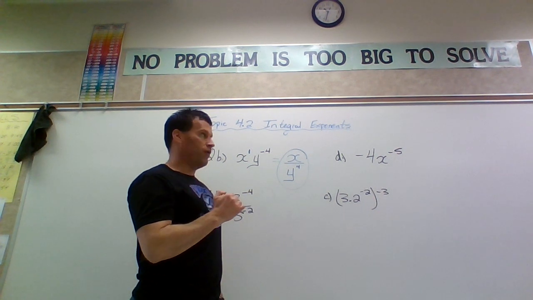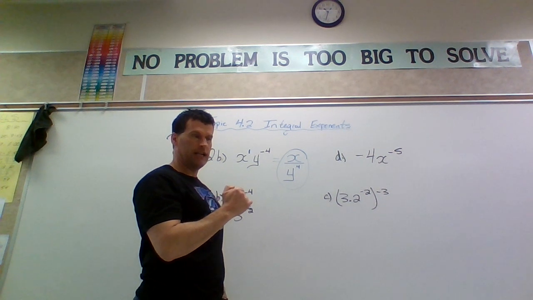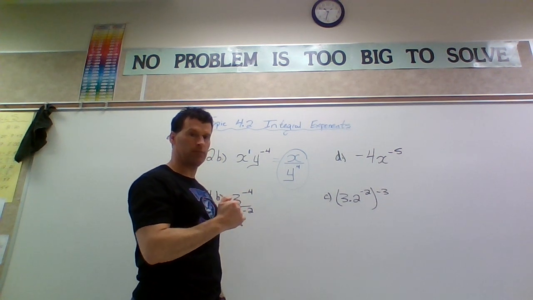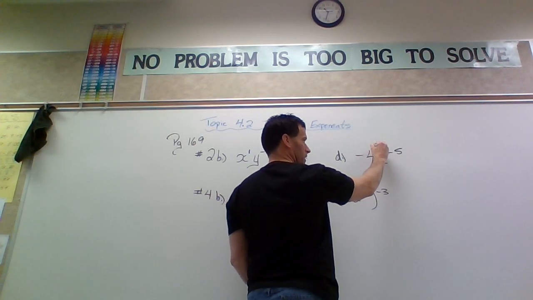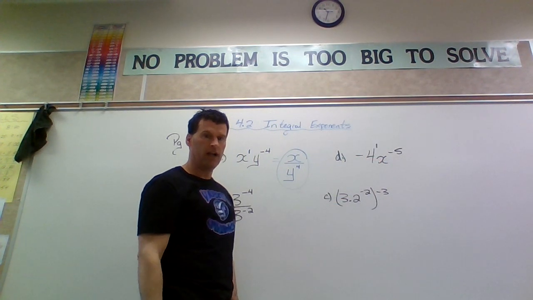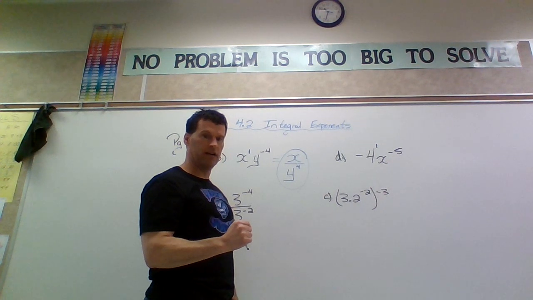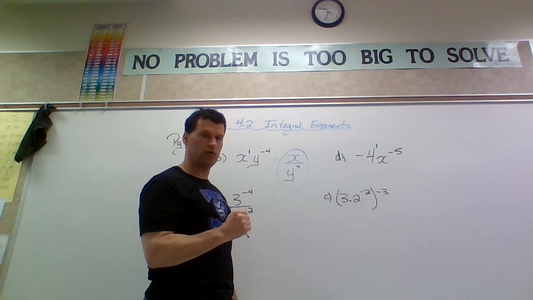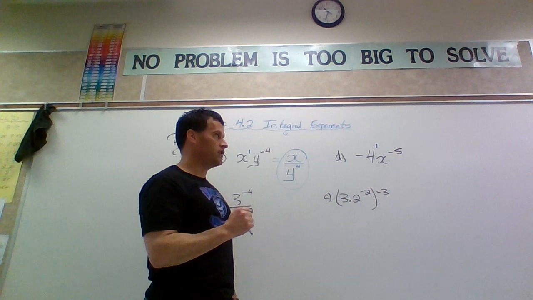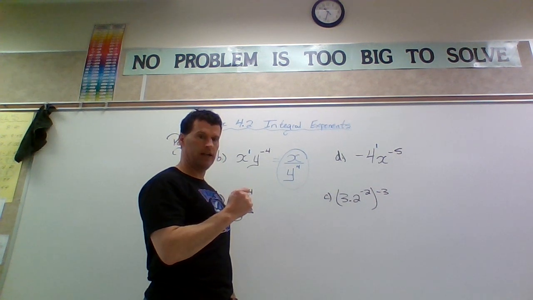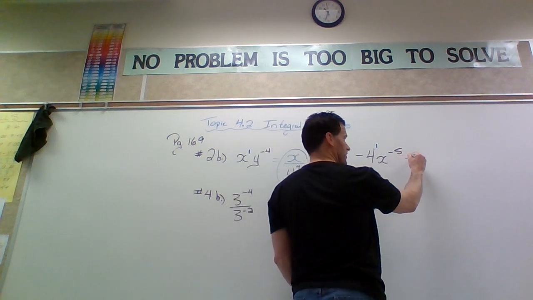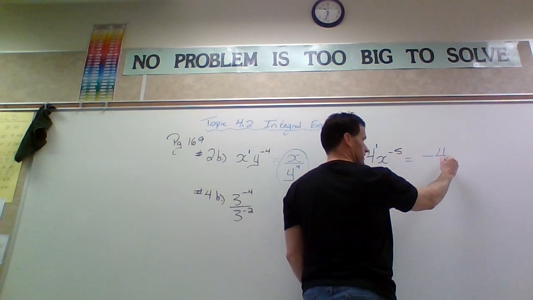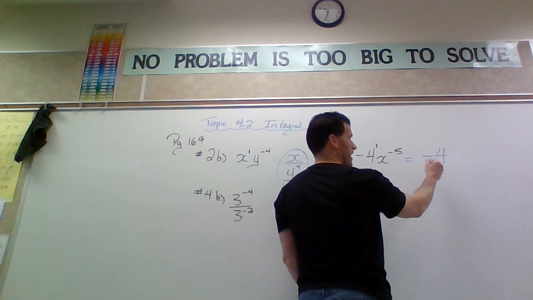The numerical coefficient, negative 4, is a power that has an exponent that's positive 1. So this is the key. It's the exponent that we are concerned about. If the exponent is negative, then it is going to change locations. Since this is a positive 1 as an exponent, the negative 4 stays. So the answer to this, negative 4 stays in the numerator position.